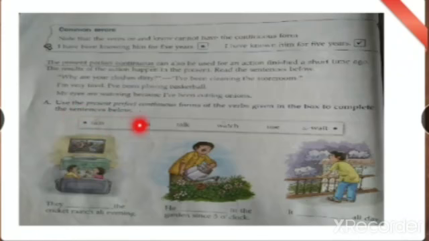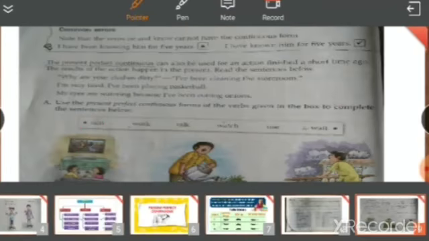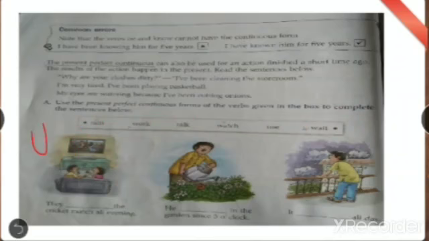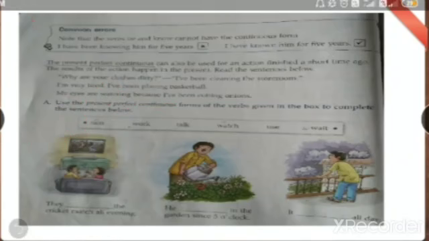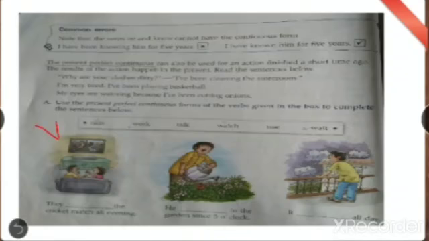Use the present perfect continuous form of the verbs given in the box to complete the sentence. Now you see over here, you have only verbs given, but you have to write present perfect continuous tense. I try to write it neatly. I hope you understand. It's just verbs. You have to write present perfect continuous tense of each.